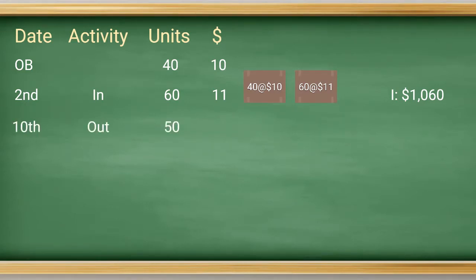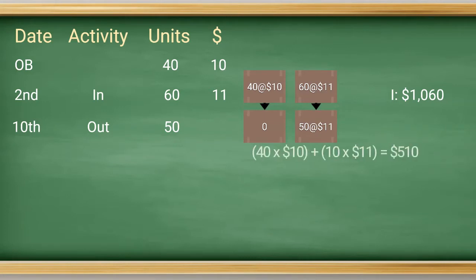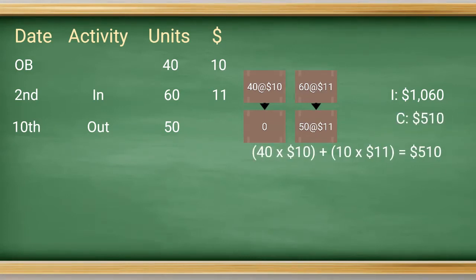Our next activity is on June 10th, and it's a sale of 50 units. So how do we determine our cost and inventory balance based on this activity? Because this is the first in, first out method, we would start by using all 40 of the $10 units, and then we move to the 10 units of the $11 inventory. That math works out to a cost of $510. The remaining inventory is all $11 units, so our inventory balance is $550.